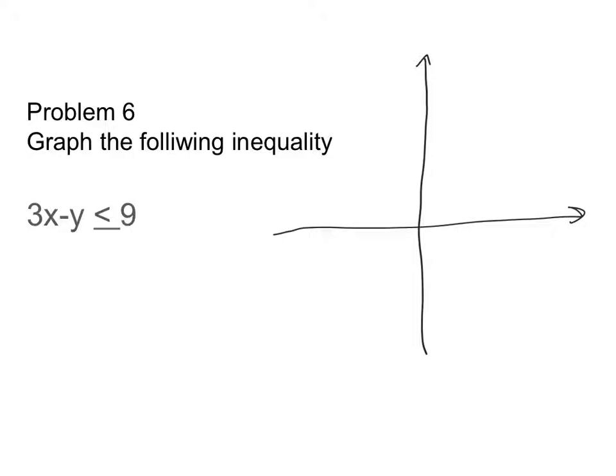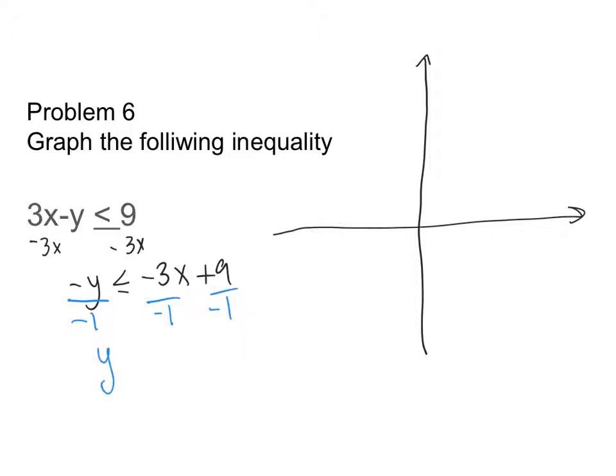Okay, graph the following inequality. Before we can graph, we have to solve it. So I'm going to subtract 3x on both sides. And now I have negative y is less than or equal to negative 3x plus 9. Now, I need to get rid of my negative 1 and my coefficient, so I'm going to divide everything by negative 1. So now I have y is greater than or equal to 3x minus 9. When I divide by a negative coefficient, I flip the sign, and now let's graph it.